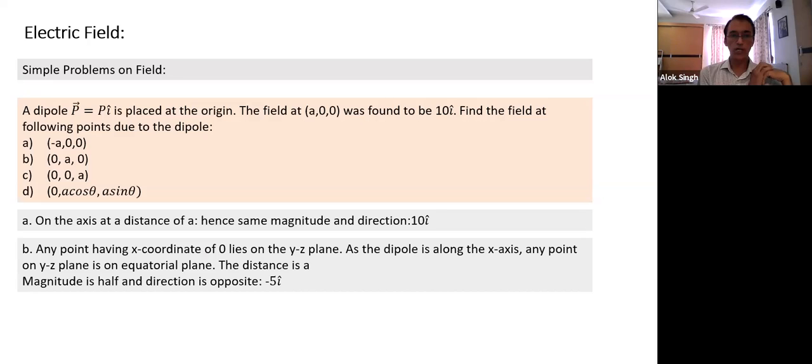So any point having x coordinate of 0 lies on the YZ plane. As the dipole is along the x-axis, any point on the YZ plane is on the equatorial plane, and the distance is A in all three cases. So the magnitude is half and the direction is opposite. All three of them are minus 5 I cap. Have all of you understood this point? Raise your hands so I know at least all of you have understood.